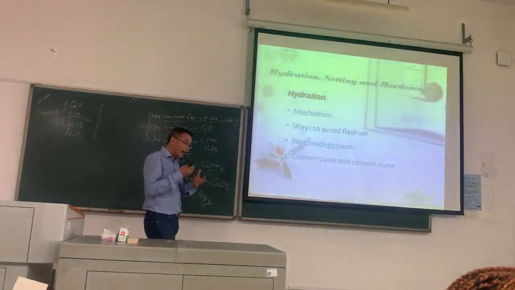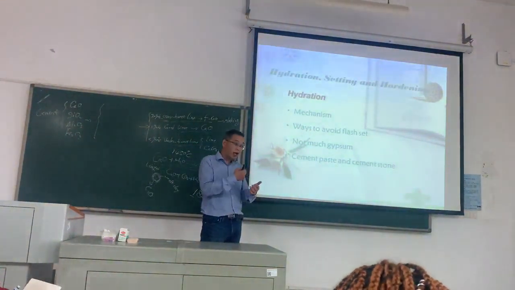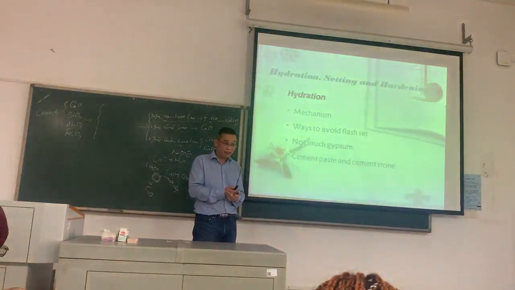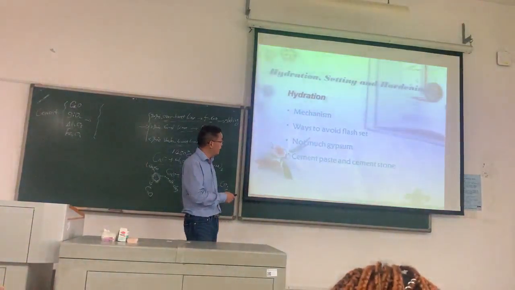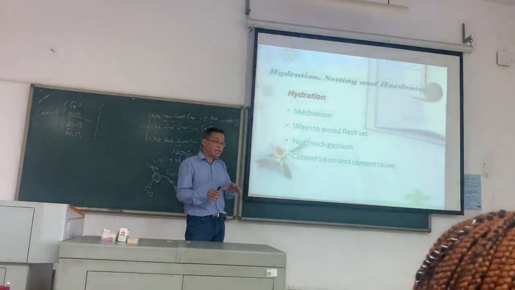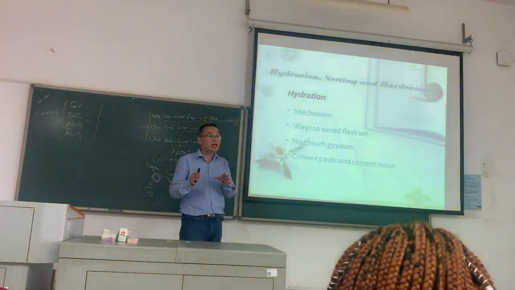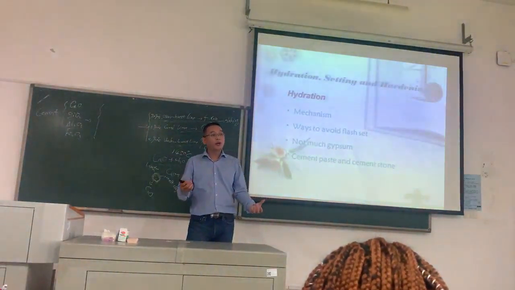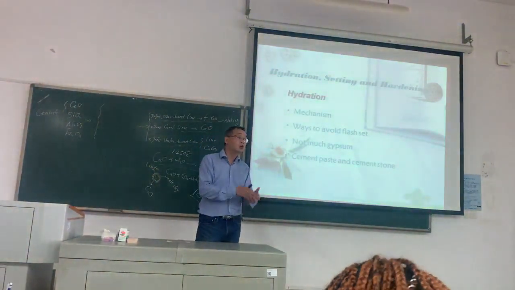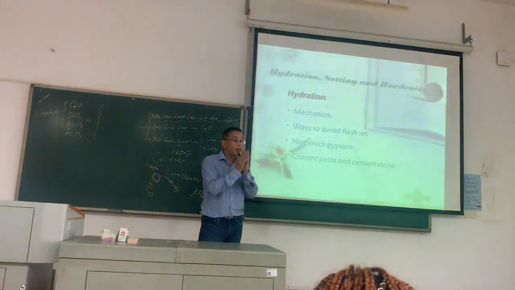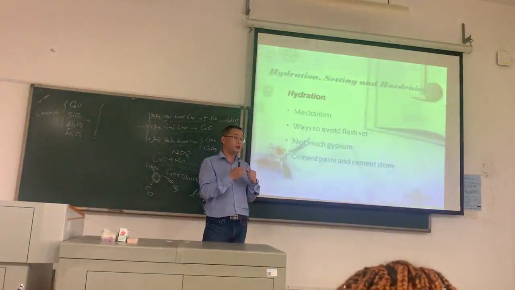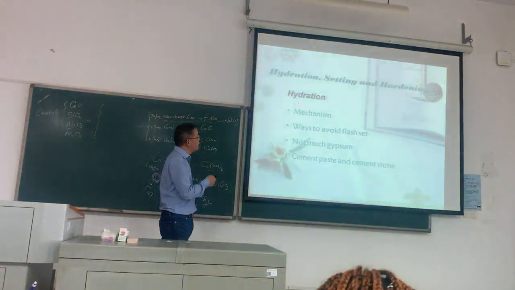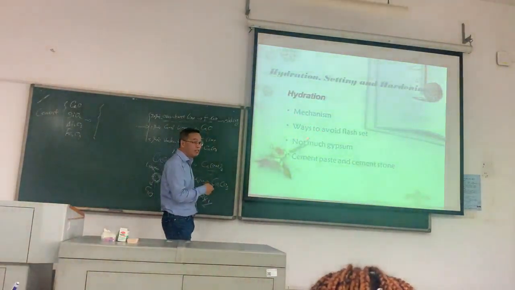So we have learned the manufacture of the cement. We have learned the chemical compound of the cement, or the minor compound of the cement. And then we have to learn the hydration. The hydration means the reaction between the cement and water. When we get this kind of cement powder, we add some water into it. When they contact together, they will react immediately. And this is about the hydration, the mechanism of the hydration.